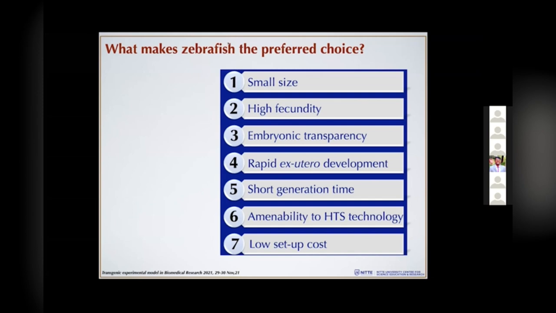They are amenable to HTS. HTS, as we all know, stands for high throughput screen. As you do in a cell line system, you can do with a zebrafish in the same setup, and you can actually screen a large number of compounds in a relatively very short time. And finally, the setup cost. Now, the setup cost is probably 1/10 of what you would spend on a mice or a rodent system. So quite cheap compared to the higher animal systems.